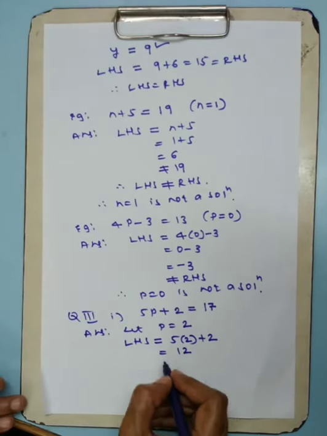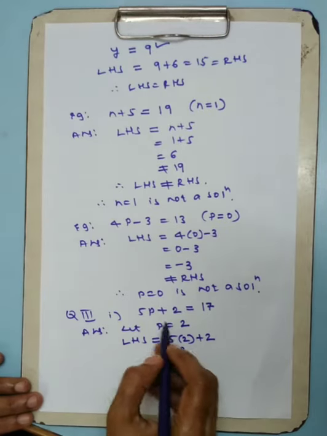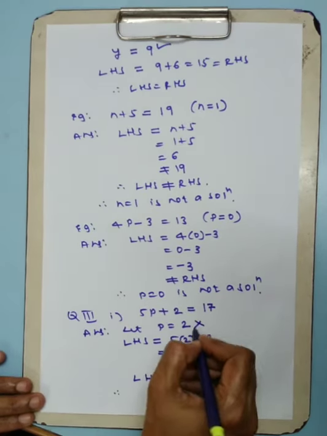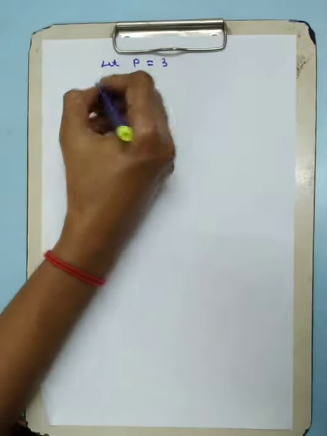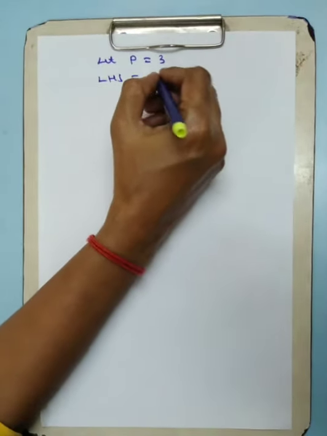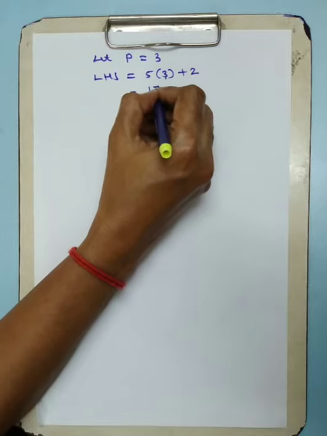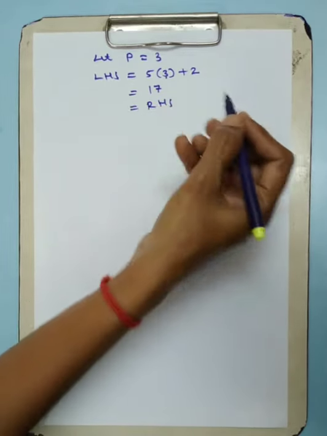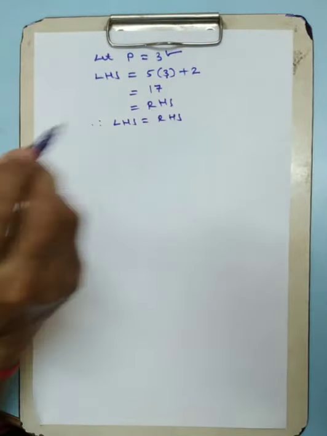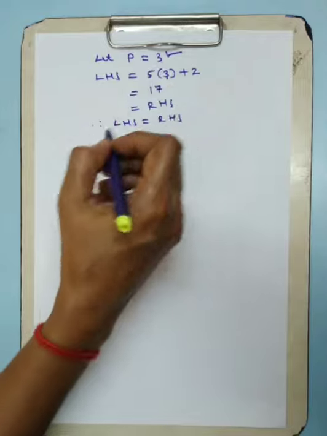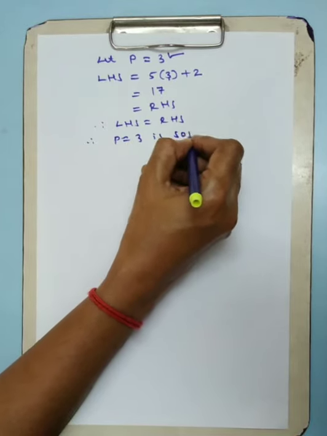12 is not equal to what? 17. So LHS is not equal to RHS. Therefore we can see that p equal to 2 is not a solution of the given equation. Now let p is equal to 3. Let us take LHS. LHS is 5 into 3 plus 2. 5 threes are 15. 15 plus 2 is equal to 17. RHS is also 17. So LHS is equal to RHS. Therefore p equal to 3 is the solution of the given equation. Understood how to solve this equation?